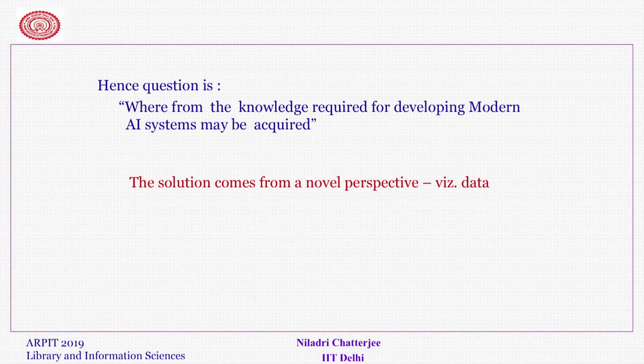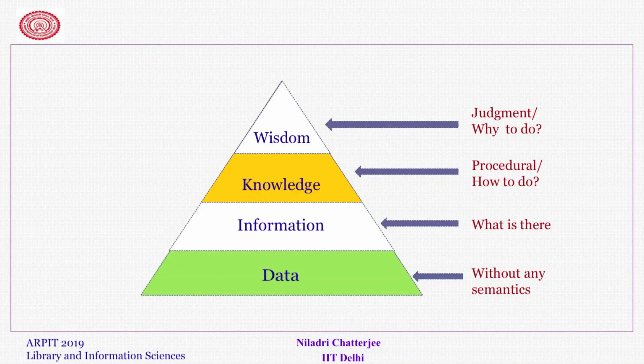Now, the solution comes from a novel perspective, that is data. As I said at the beginning, a lot of data is now available in electronic form. Can we use the data in such a way that we can acquire the relevant knowledge for a particular type of problem? In this respect, I show you this diagram, which is called the DIKW pyramid: data, information, knowledge and wisdom.